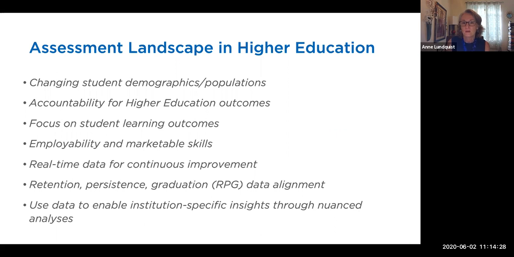A lot of the changing student demographics have driven assessment work. Clearly, we're all aware of the external accountability factors, and, fortunately, the increased emphasis on student learning outcomes assessment. And then there's this idea of how we help students develop skills that are going to be useful to them post-graduation. And then that larger assessment conversation is around not just year-end reporting of outcomes and metrics, but real data that we can get our hands around in an ongoing way for continuous improvement, particularly related to student success of all students, and for campuses to be able to use those insights for nuanced analyses.